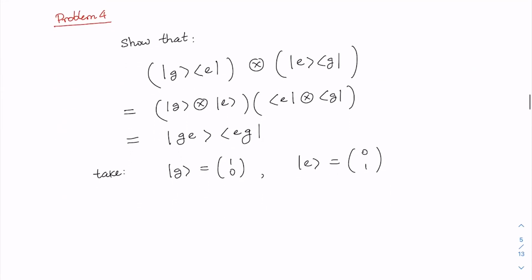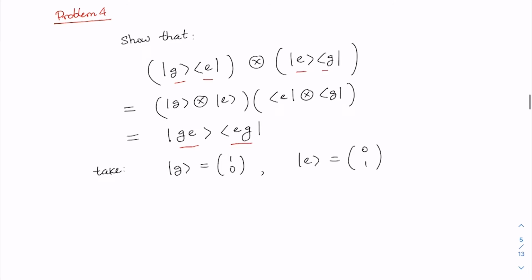You have to show that the tensor product of a combination of two ket vectors, this is your ket vector, this is your bra, this is your ket, this is bra. So you have to basically show that this would be simply equal to this one, and you are asked to take ket 0 as 1 0 and ket 1 as 0 1. So let us do it.